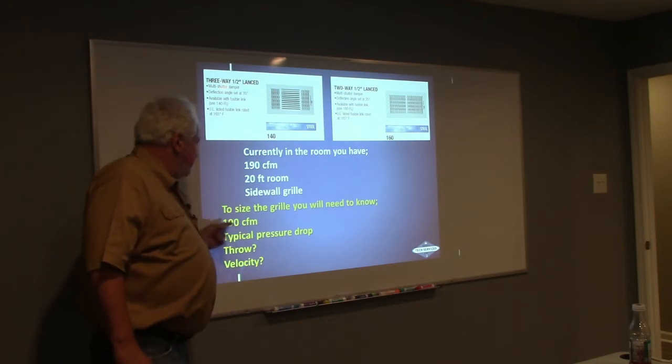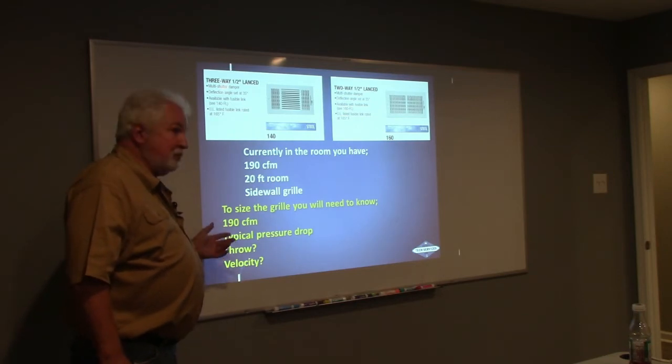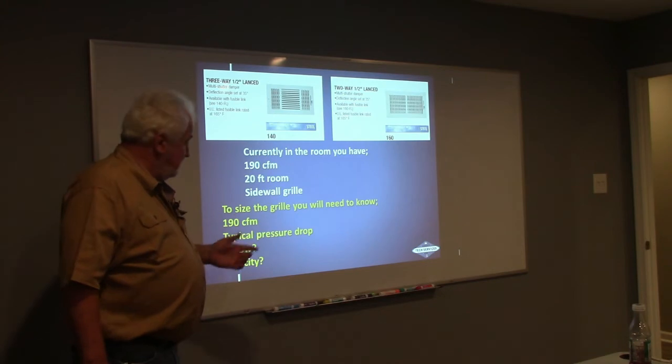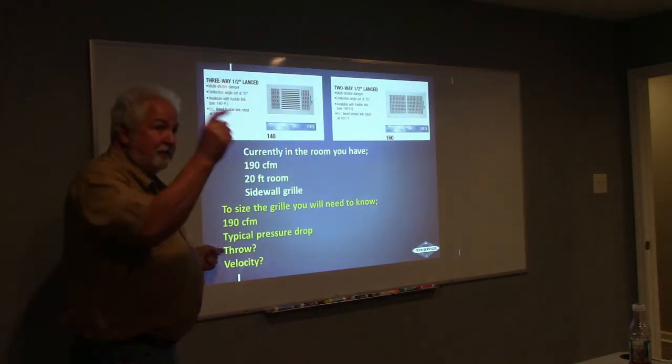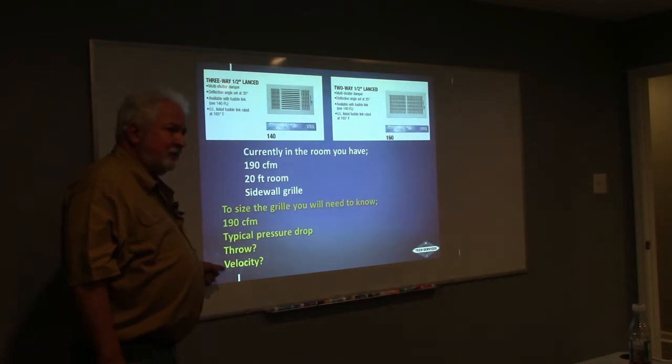To size the grill, you'll need to know the CFM, okay, that's what we have. Typical pressure drop, okay, we'll figure that out. We want less resistance, yes, good. The throw, how far I want to throw it, and I know I have the room. And how fast do I want to throw it? What's the speed that we're trying to achieve?